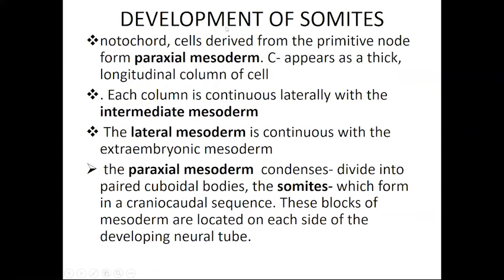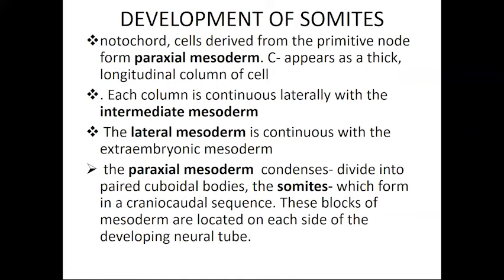Development of the somites. Notochord cells derived from the primitive node form the paraxial mesoderm. Paraxial mesoderm is ultimately called the C-shaped structure. They are thick and they are called the longitudinal column of cells, and these are called the somites. Each column is continuous laterally with the intermediate mesoderm. The lateral is continuous with the extraembryonic mesoderm. Paraxial mesoderm then condenses. So there are three parts of the intraembryonic mesoderm.